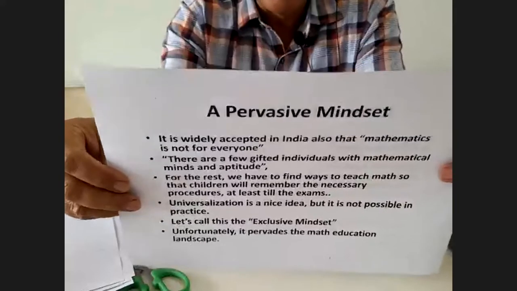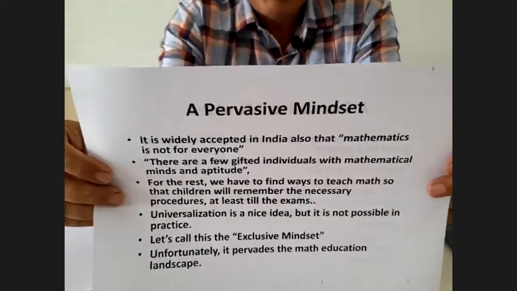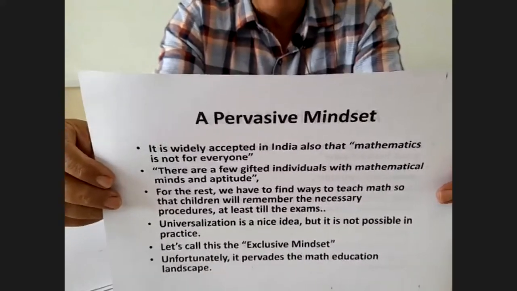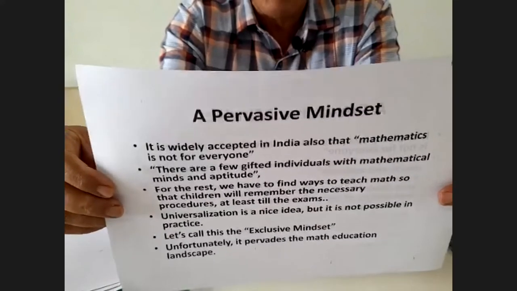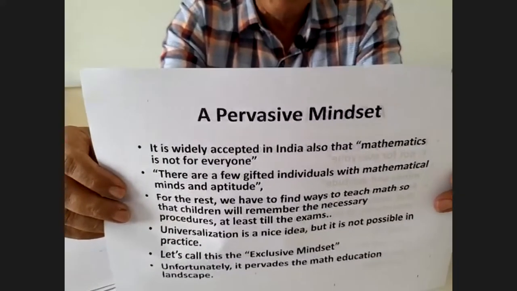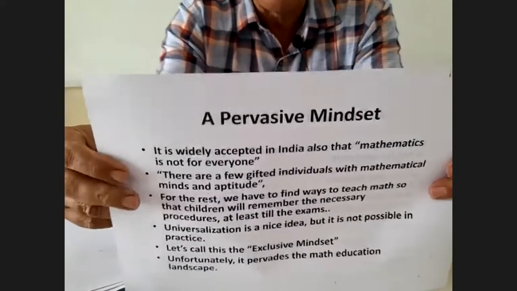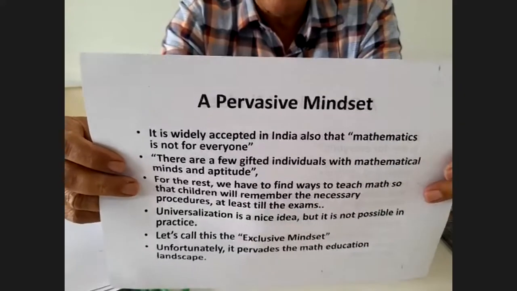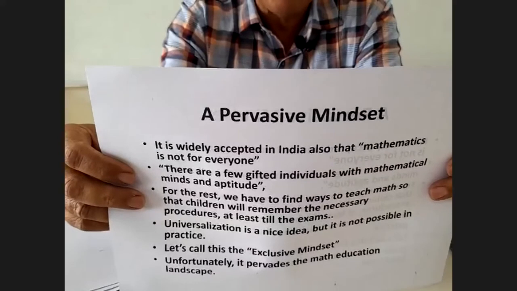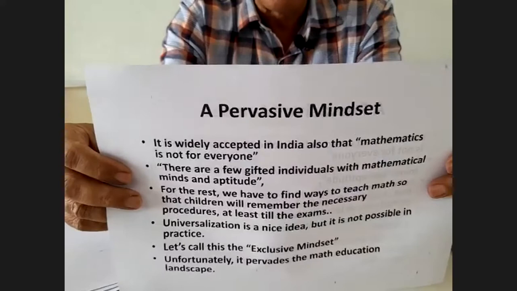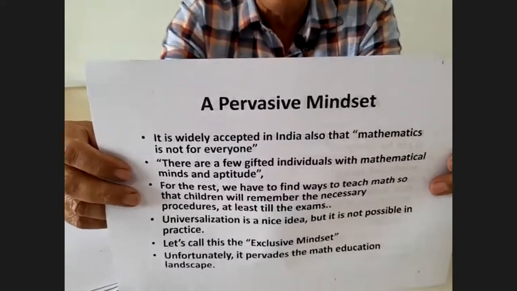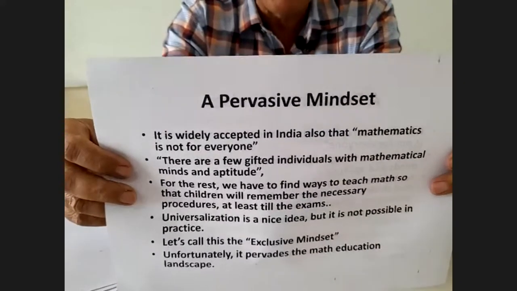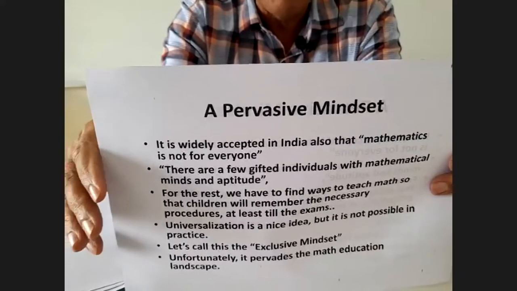I think you would agree, a rather pervasive mindset. It is widely accepted in India also that mathematics is not for everyone. There are a few gifted individuals with mathematical minds and aptitude. But for the rest, we will have to find ways to teach math so that children will remember the necessary procedures, at least till the exams. Universalization is a nice idea, but it is not possible in practice. Let me call this the exclusive mindset. Mathematics is an exclusive activity. Unfortunately, this mindset pervades the math education landscape in practice in most schools and colleges.